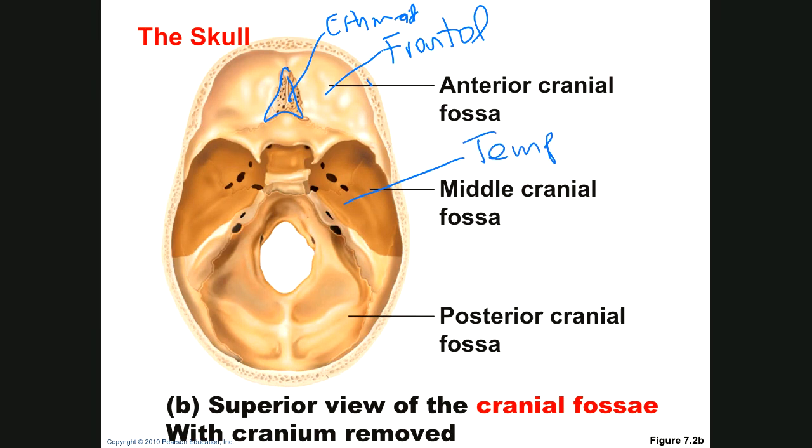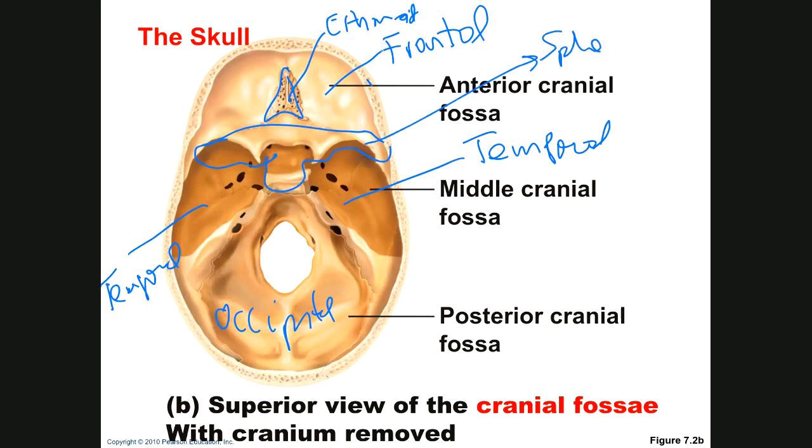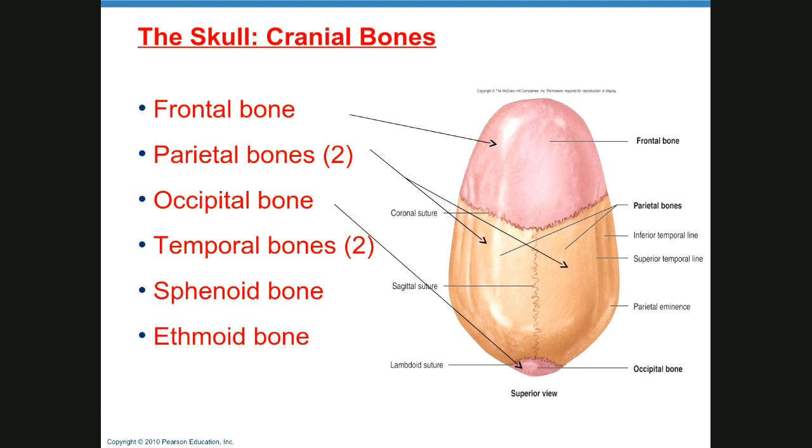On either side, we have the temporal bones. So we're going to have a right temporal and a left temporal, and then the occipital bone back here. Oh, and I forgot the sphenoid. This right here, including these, will be the sphenoid. So those are the bones that can be seen from a superior view of the skull as we're looking into the cranial fossa. Cranial bones come together and form joints called sutures.